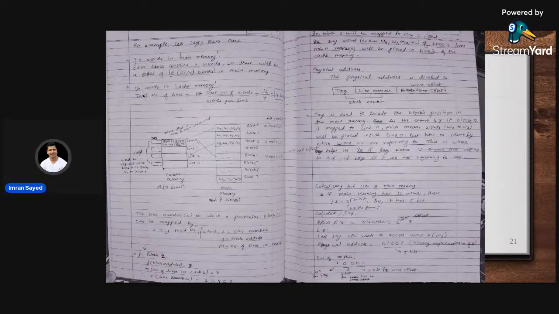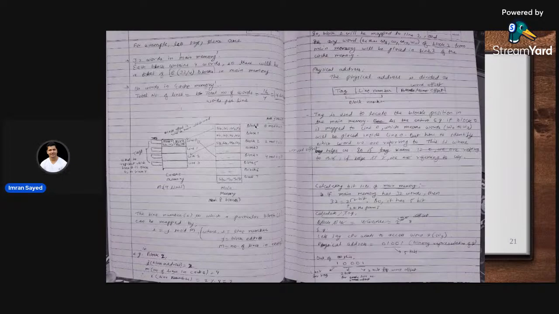Now, let's say there are 16 words in the cache memory. This is your cache memory. So what will be the total number of lines? The formula for that is total number of words divided by words per line. So 16 divided by 4, that's 4 lines. So that's why you can see 4 lines here, right? Line 0, line 1, line 2, line 3.